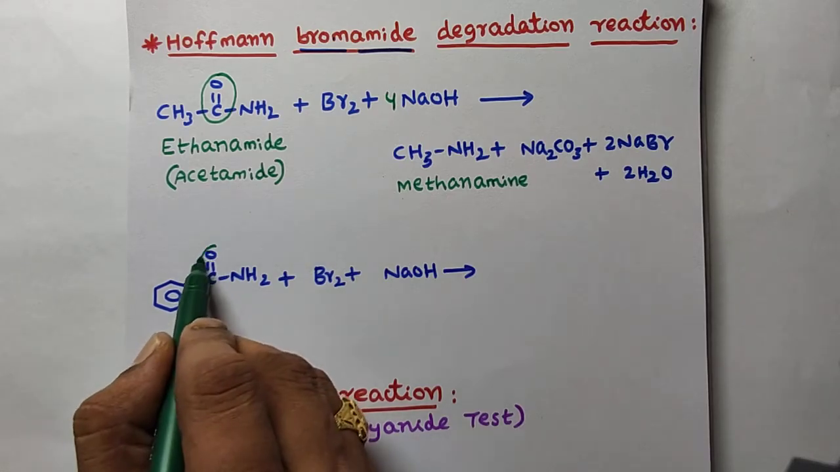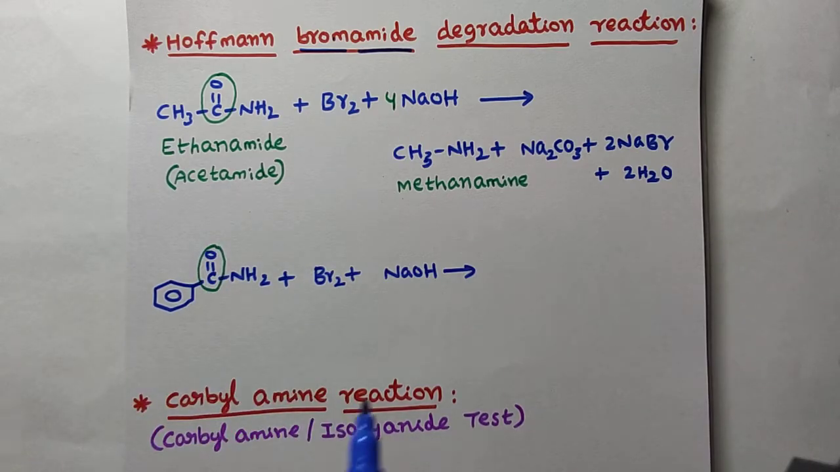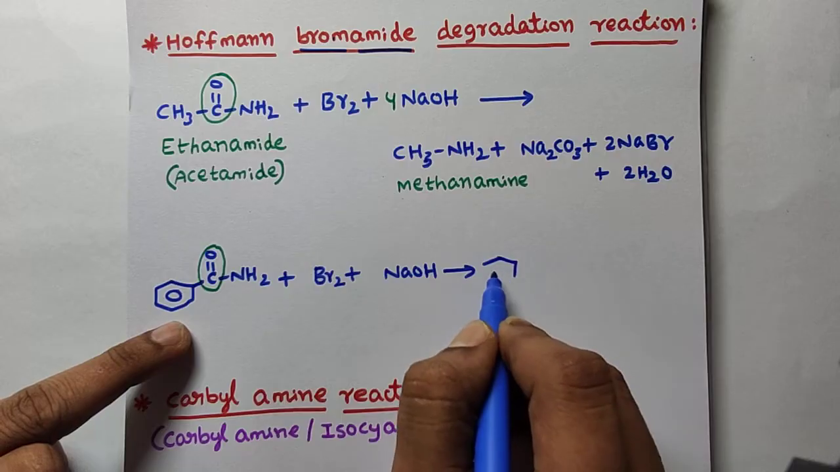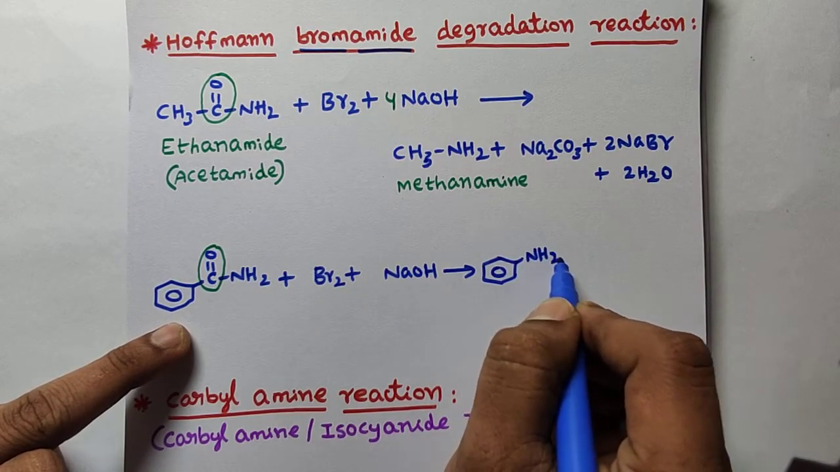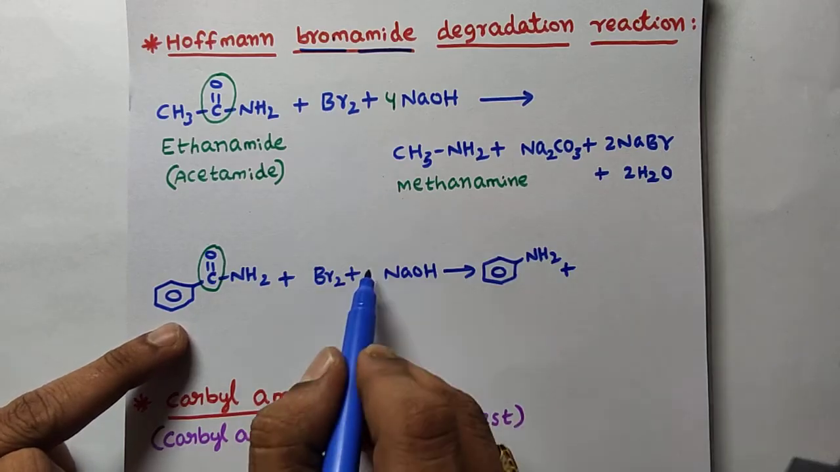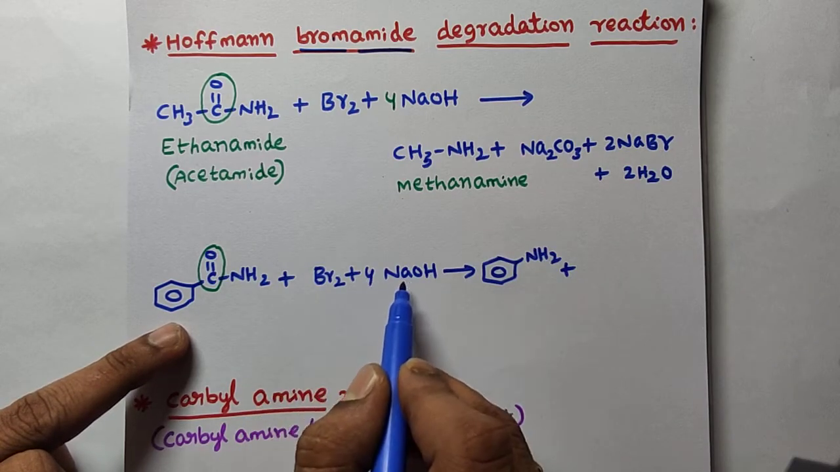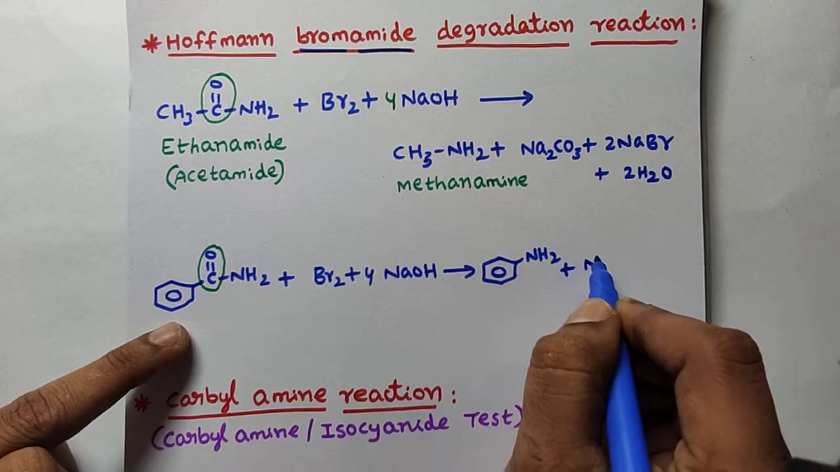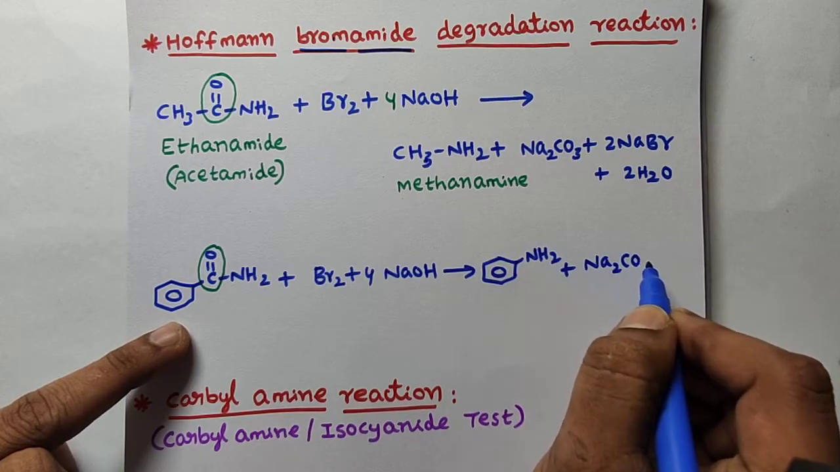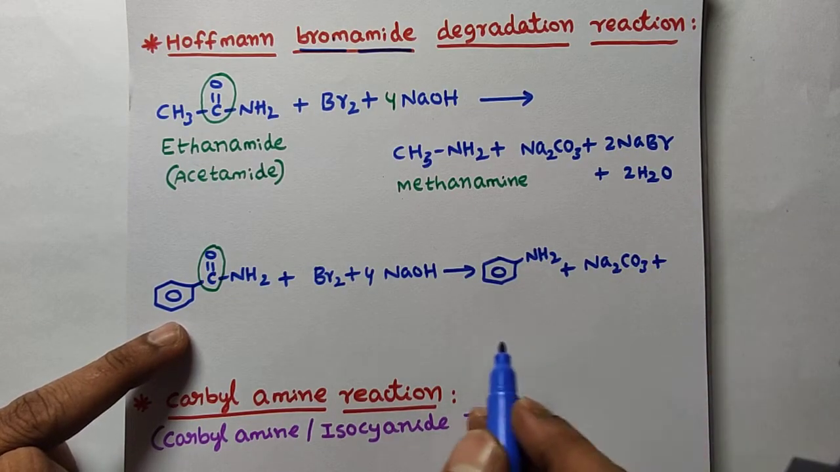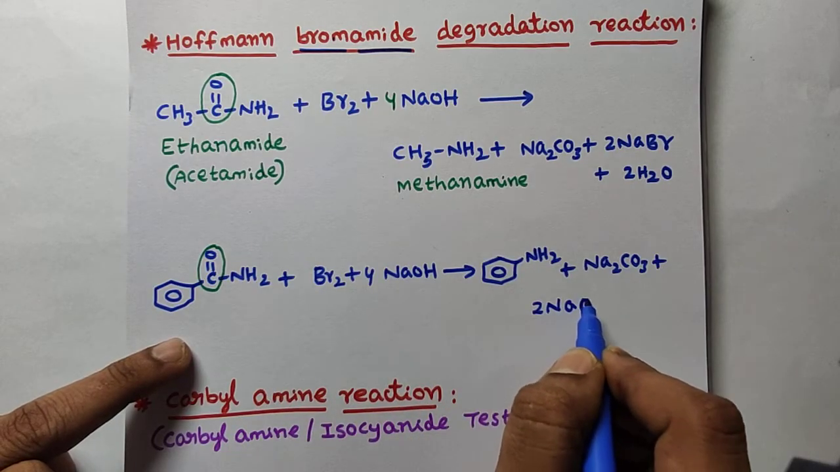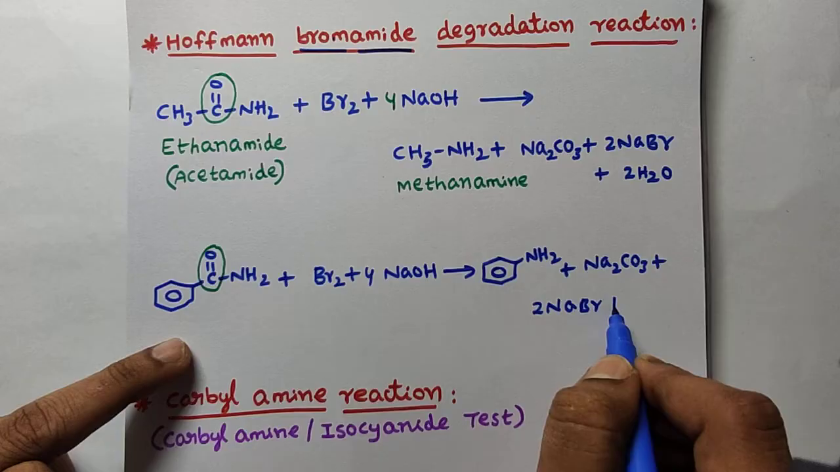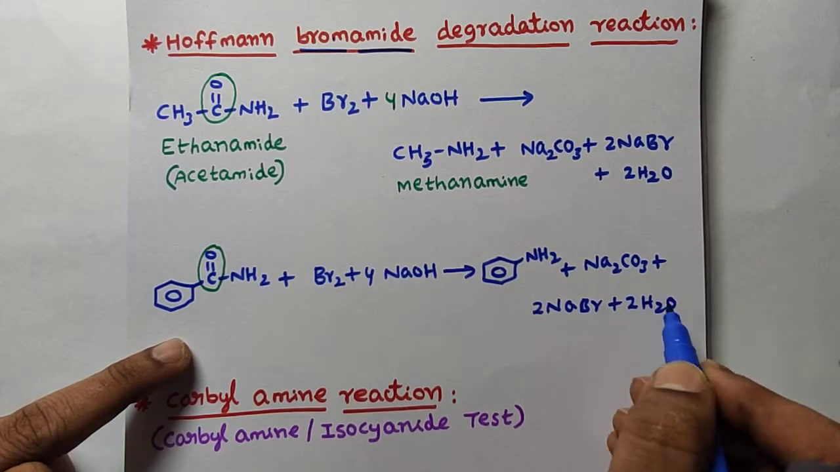How to write the product? Very simple. First you remove this CO. If you remove this CO, what will you get? Take the benzene ring, and to that you write NH2. Aniline will be formed. For byproducts, you have to take 4 moles. 2 sodiums and this CO combination will give Na2CO3, sodium carbonate. The remaining 2 sodiums and 2 bromines will give 2 moles of NaBr, and the remaining hydrogens and oxygens will give a water molecule.